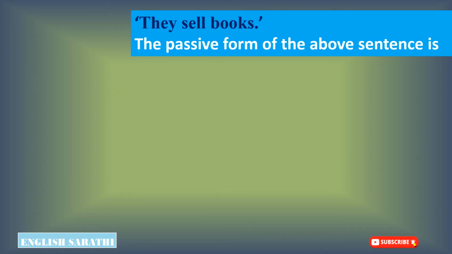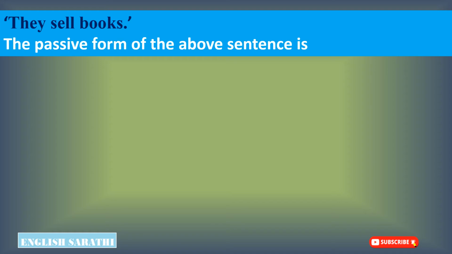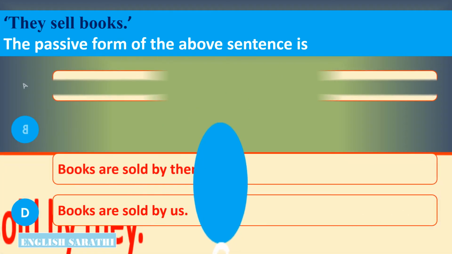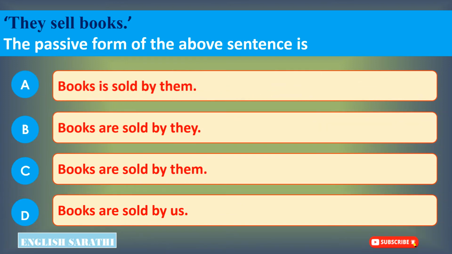They sell books. The passive form of the above sentence is. The above sentence is in the simple present tense. Look at the following options. Option A. A book is sold by them. Option B. Books are sold by they.